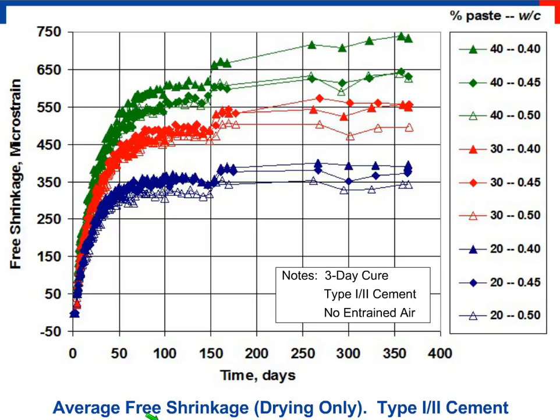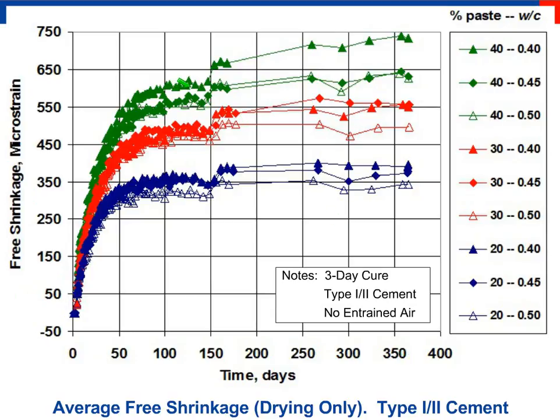Okay, now this is a demonstration, a series of lab mixtures that we did for the purposes of demonstration to show the effect of the paste content, that is the water and the cement, on the amount of shrinkage that you have. So on the vertical axis, this is free shrinkage. The units are microstrain. That's the change in length divided by the original length multiplied by 1,000,000. And this is time, the days of drying. So we went out to a year.